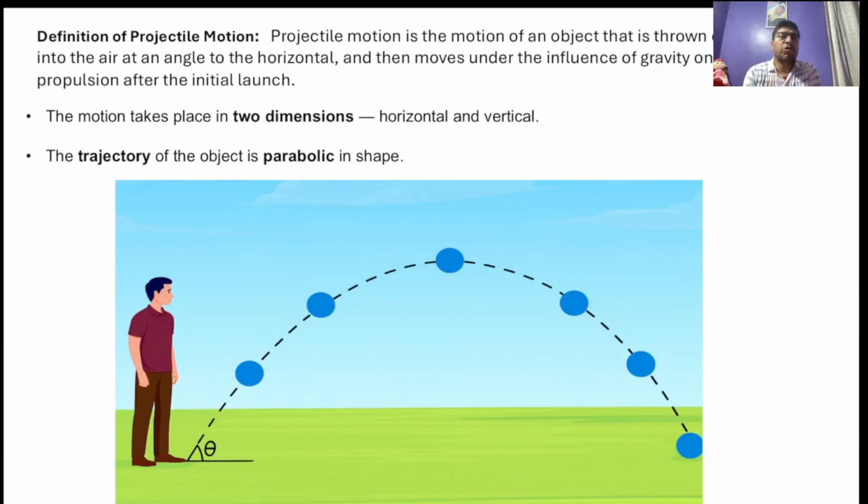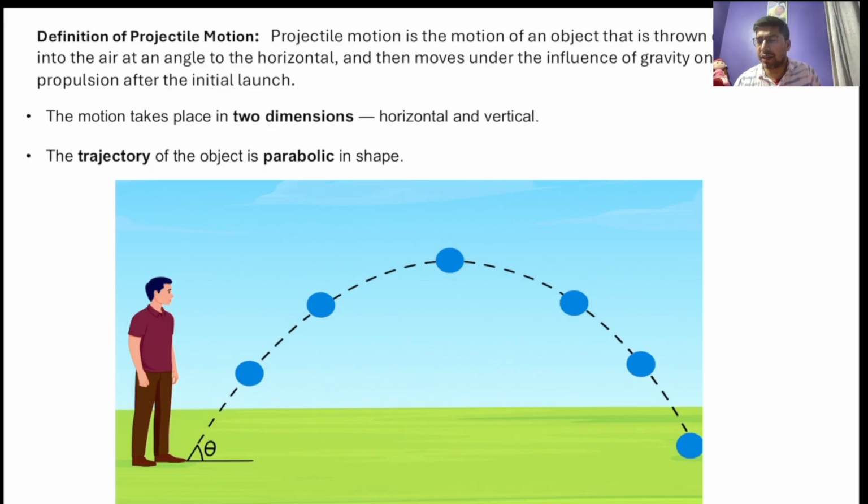Now come to projectile motion. What exactly is projectile motion, in a very simple way, without going to a bookish definition? If we have an object and we throw it at any angle, it will go to some height and again fall down. This motion of the object will be projectile motion.